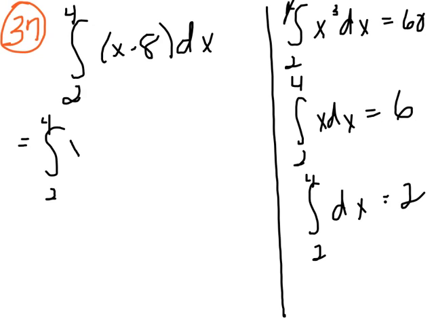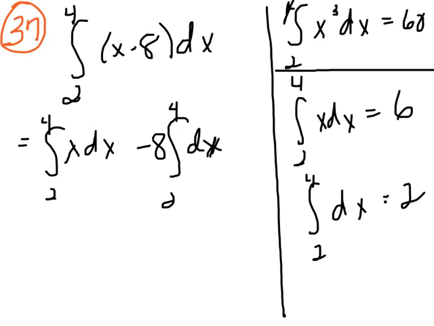I can split this up into the integral from 2 to 4 of x dx minus the integral from 2 to 4. Let me put the 8. I can always put a constant out front and then just put the dx here. I could put 8 dx after the integral if I wanted to. But because of the way they made these definitions over here, let me separate them so you can see.